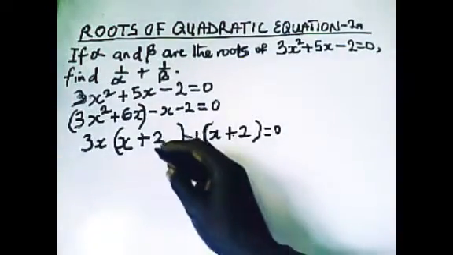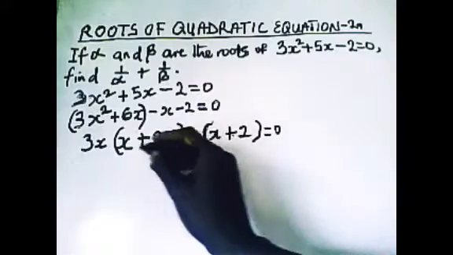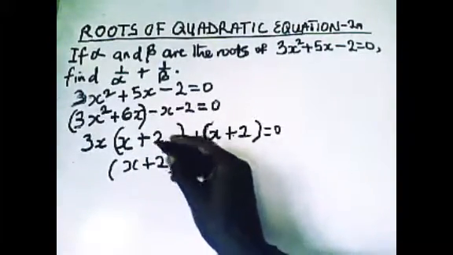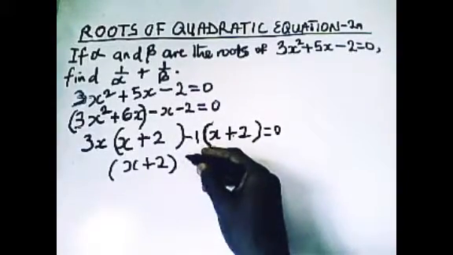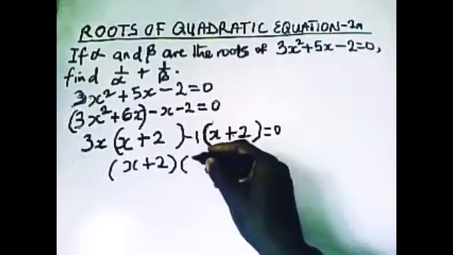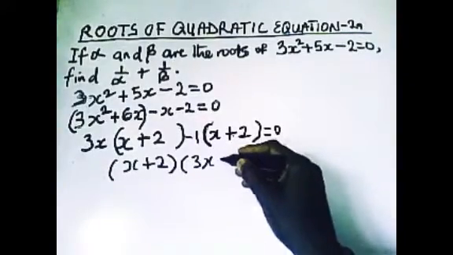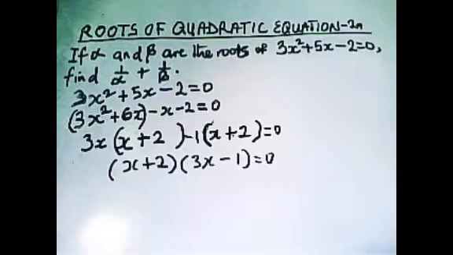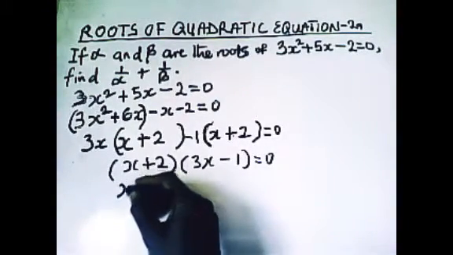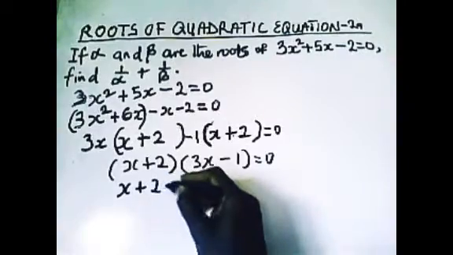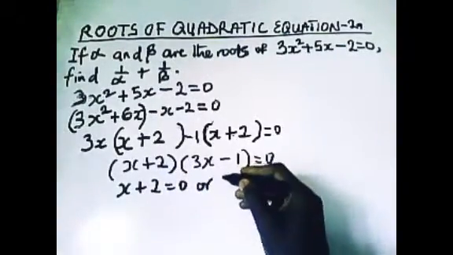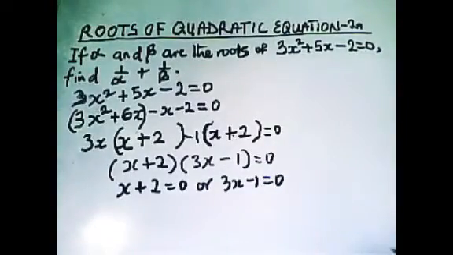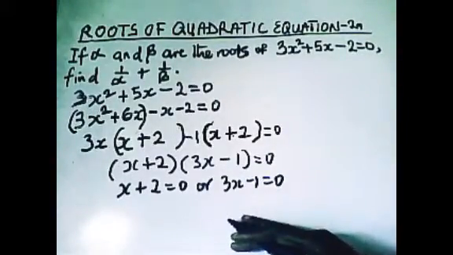So the next step is to group the common factors and the HCF together. So the common factor is x plus 2. That is, these two factors, we group them as 1, introduce a bracket, and we group the HCF together, which is 3x minus 1, and everything equals 0. So at this point, we can say x plus 2 equals 0, or 3x minus 1 equals 0. From this statement here, we can get the values of x.